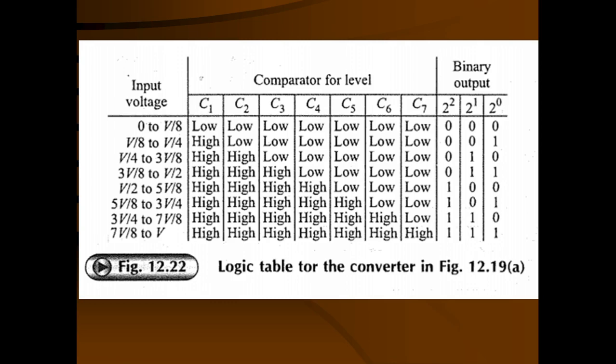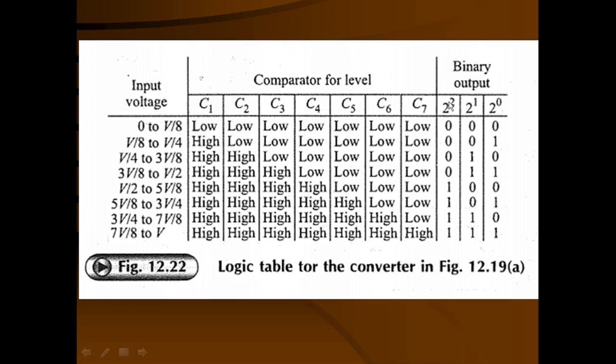The same thing can be seen through the logic table for the converter in figure 12.19a. If the input voltage is in the range from 0 to plus V by 8, that means the analog input voltage is lower than the least reference voltage plus V by 8, and hence all the comparators are off, which means all the comparator outputs are low. So C1 is low, C2 is low, C3 is low, C4, C5, C6 and C7 are low.